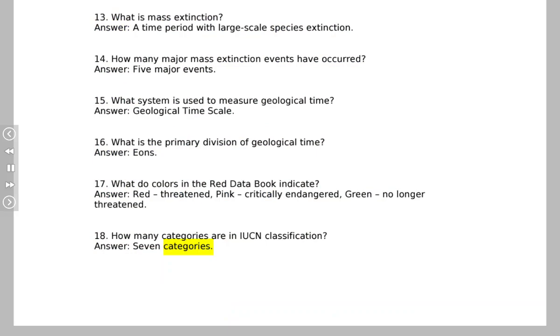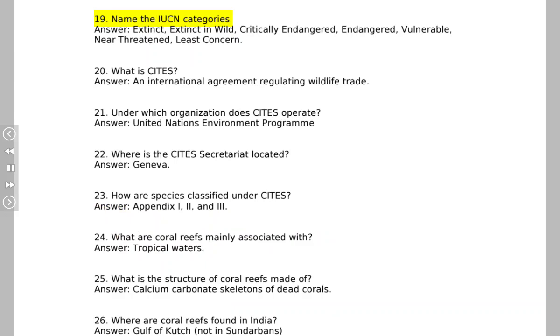18. How many categories are in IUCN classification? Answer. 7. 19. Name the IUCN categories. Answer. Extinct, extinct in wild, critically endangered, endangered, vulnerable, near threatened, least concern.